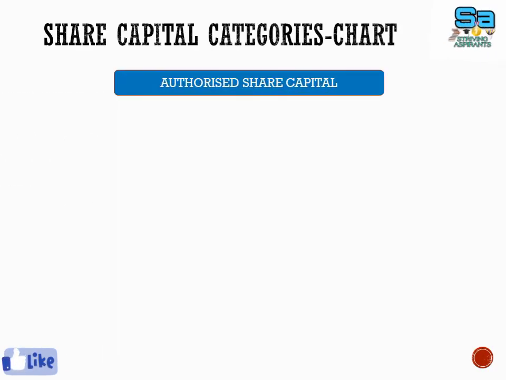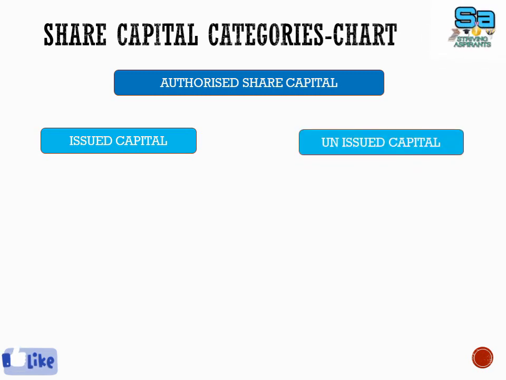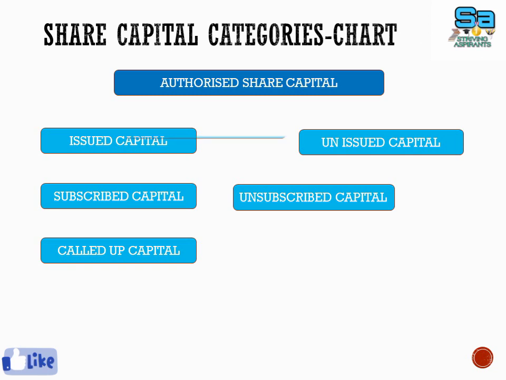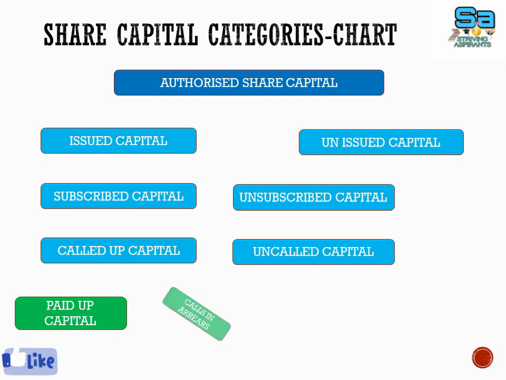Now we will see the categories of share capital. The category begins with authorized share capital. Then it is subdivided into issued capital and unissued capital. Issued capital is further divided into subscribed capital and unsubscribed capital. And subscribed capital is further divided into called up capital and uncalled capital.